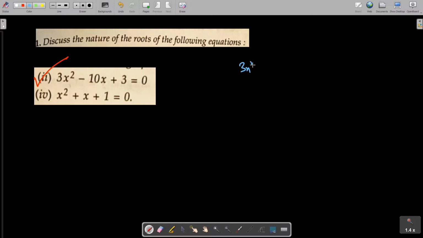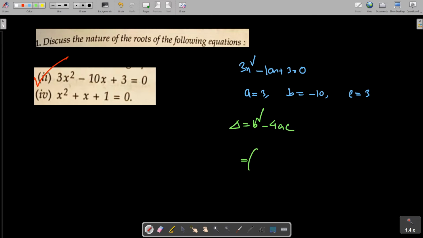It's given 3x² - 10x + 3 = 0. So I can write a is 3 over here, b is -10 and c is 3. What do we need to find? We'll just need to see the value of delta, which is equal to b² - 4ac. Let's put the values over here. It will be (-10)² - 4, a will be 3 over here and c is again 3.